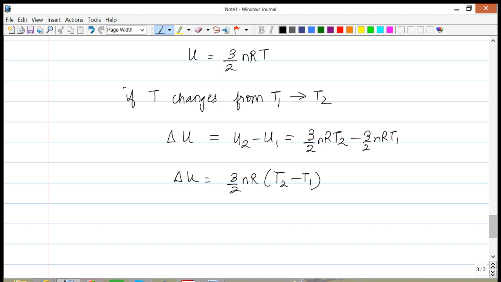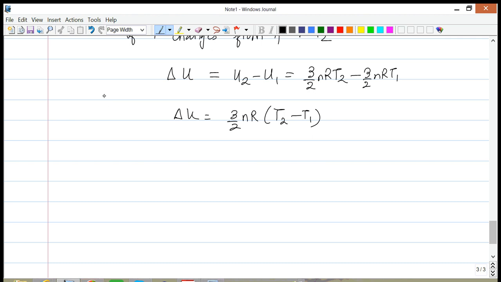Now, there are processes where the internal energy does not change. Namely, this process is called an isothermal process. So if the process is isothermal, then that implies that T remains constant, which in turn implies that delta U is equal to 0. So in an isothermal process, the internal energy of the gas does not change. It remains fixed. Alright, great.